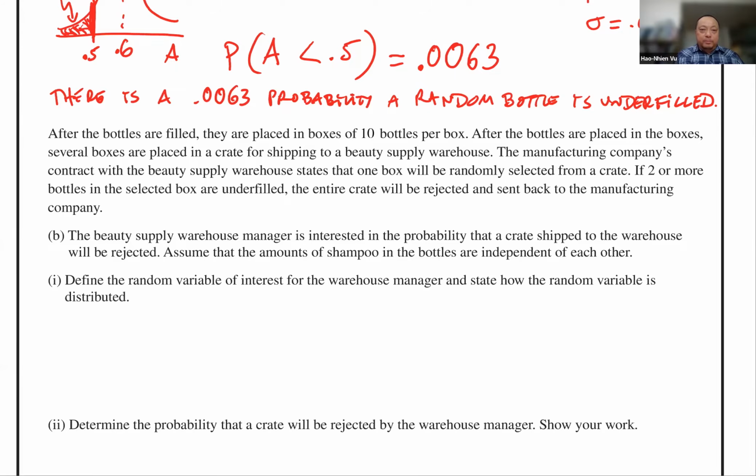Part B, the beauty supply warehouse manager is interested in the probability that a crate shipped to the warehouse will be rejected. Assume that the amounts of shampoo in the bottles are independent of each other. Part 1, define the random variable of interest for the warehouse manager and state how the random variable is distributed. So the random variable here is how many bottles are underfilled, because if I find 2 or more, then I'll reject the whole crate.